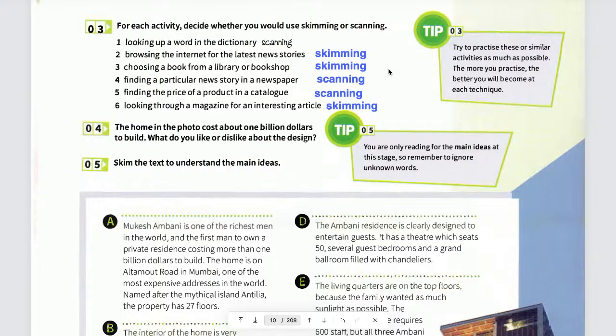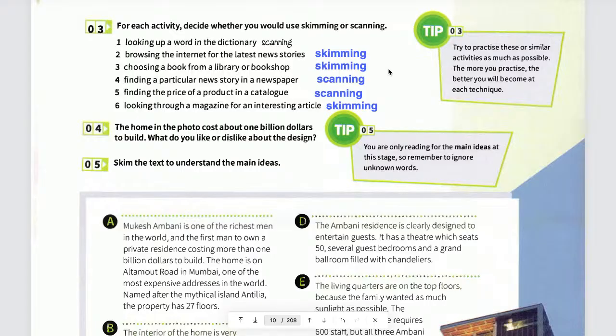Now, number 4. Finding a particular news story in a newspaper. Skimming. No, that is scanning, not skimming. Again, finding a particular news story in a newspaper. So that means now you have a newspaper right in front of you, okay? And now you need to look for, or you are finding a particular, I mean a specific news story, and you read that. It's scanning, okay? Because that is in detail, it is specific, guys.